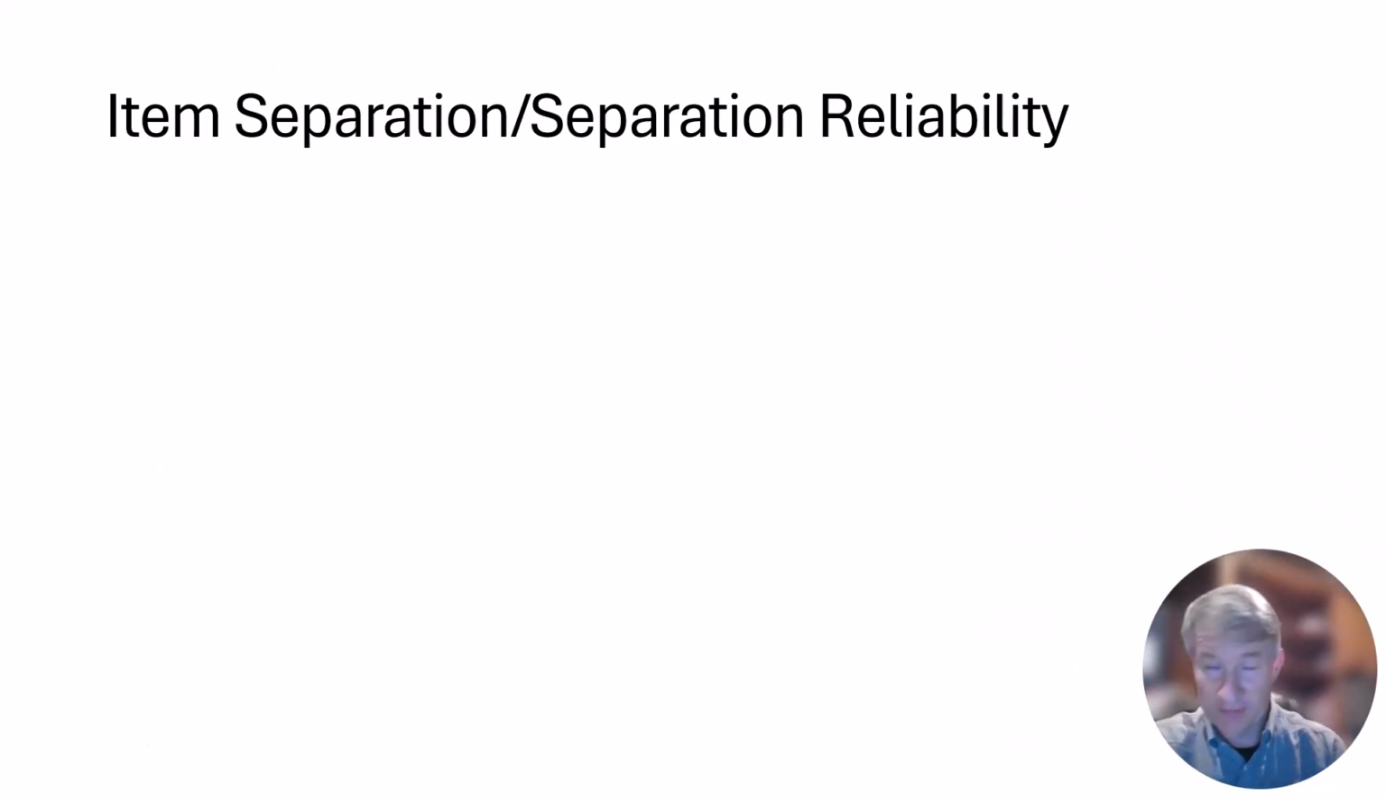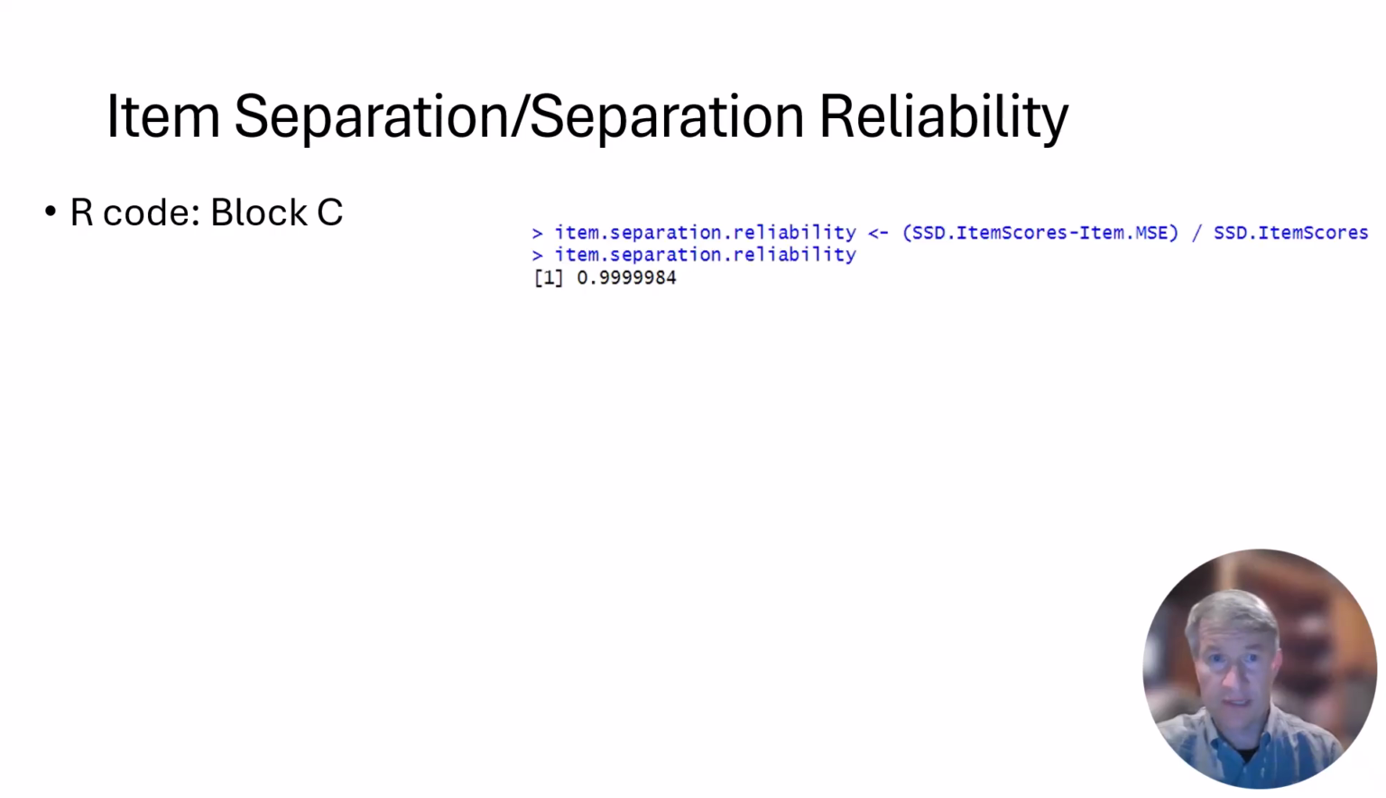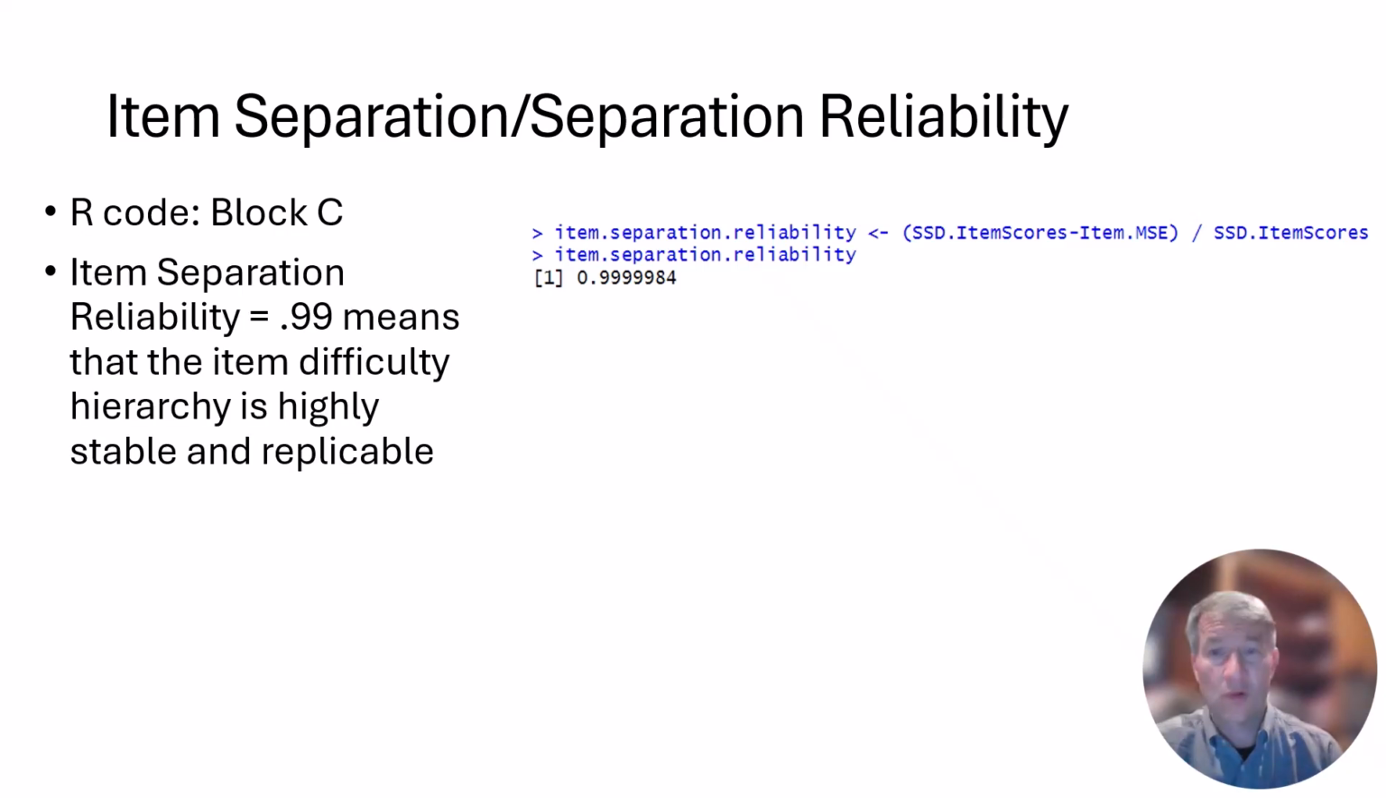Additional information that we can get from running block C from the syntax file is item separation and item separation reliability. From the output from running block C, we can see that the item separation reliability is quite good, 0.99, and that means that the difficulty hierarchy is highly stable. The rankings of those difficulties for the items are highly stable, and likely to replicate across different samples of respondents.